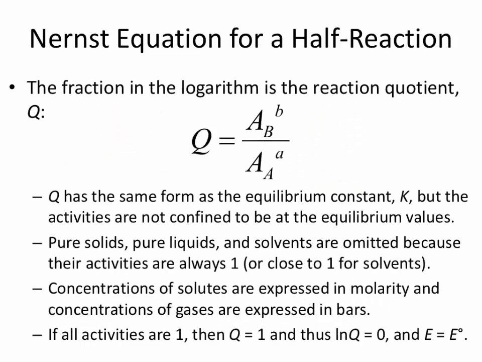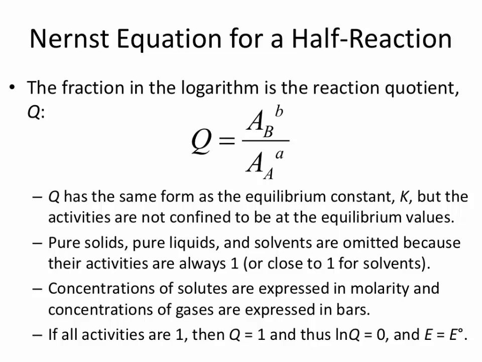Now, that fraction in the logarithm is the reaction quotient, which is Q. So Q is equal to this term, the activity of B raised to the little b power, divided by the activity of A raised to the little a power.